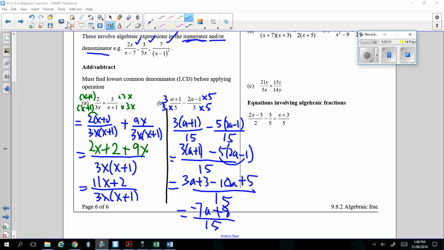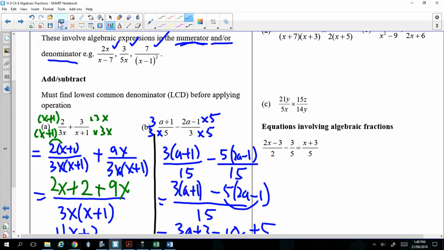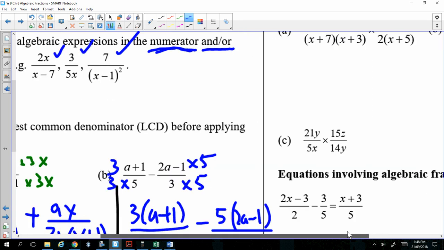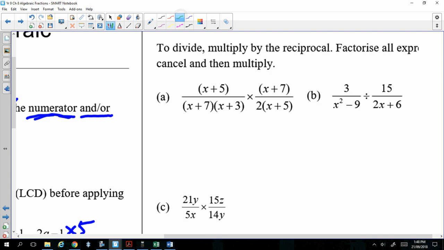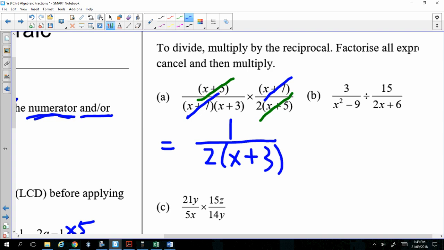Let's continue. Now what we're going to do is, how do we multiply fractions? To multiply fractions, we cancel anything that is the same on the top with the thing at the bottom. The x plus 7 and the x plus 7 are the same. If there's nothing left over on the top, you put a 1. Anything at the bottom stays at the bottom. The x plus 5 cancels with the x plus 5, and x plus 7 cancels with the x plus 7.